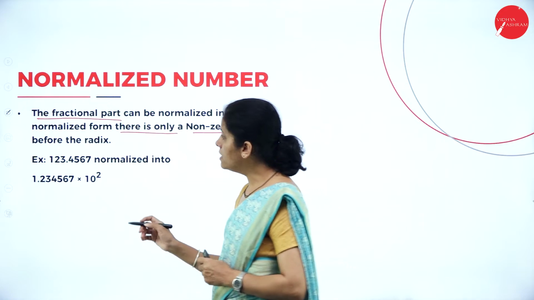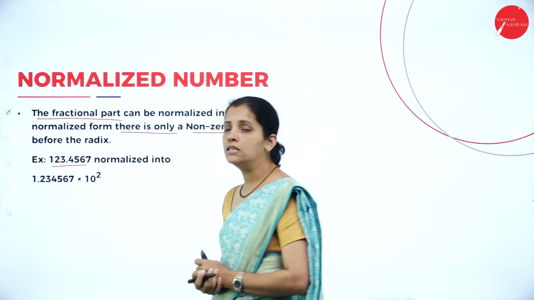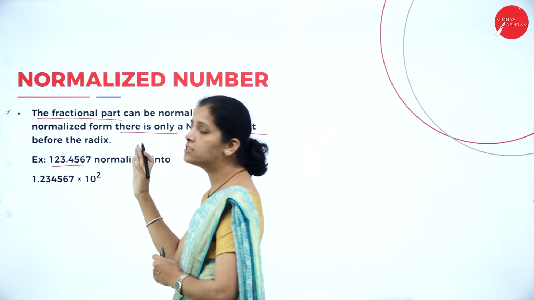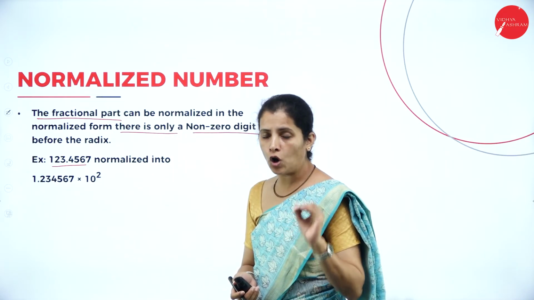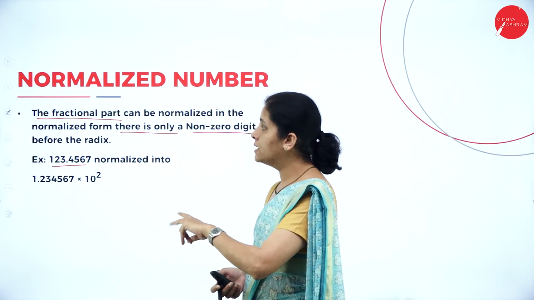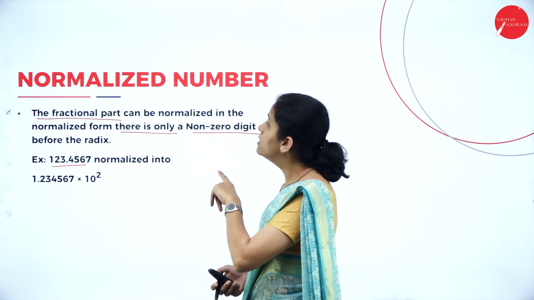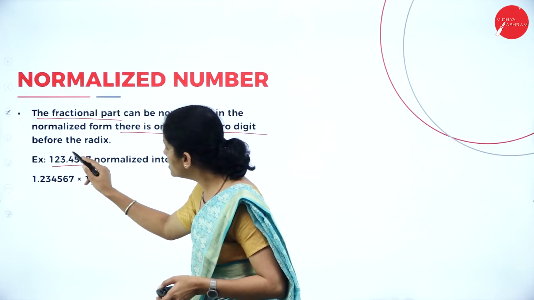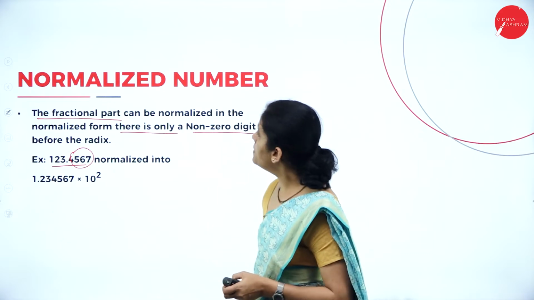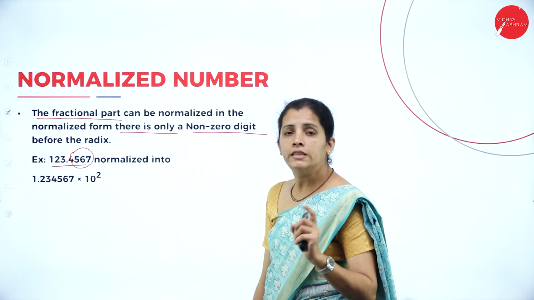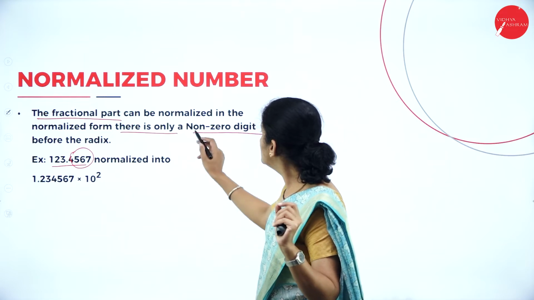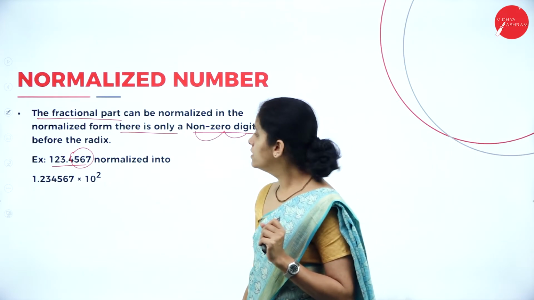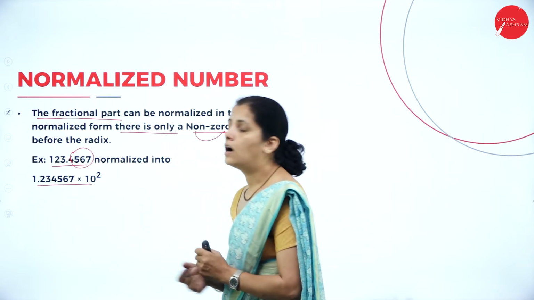Okay, see here, I have the example 123.4567. That means if I want to normalize this number, then what is the rule here? The fractional part can be normalized. So what is the fractional part? This one can be normalized if there is only one non-zero digit before the radix. So this is the answer.